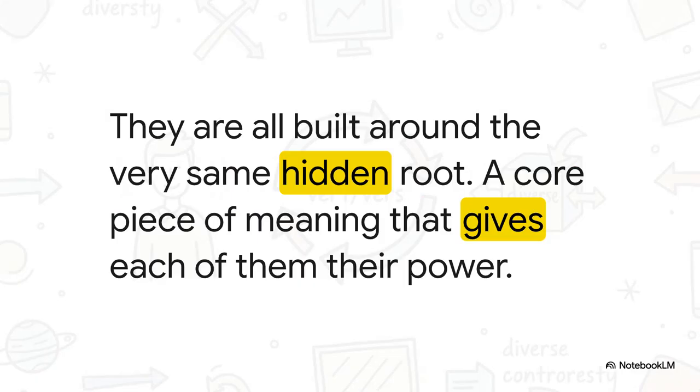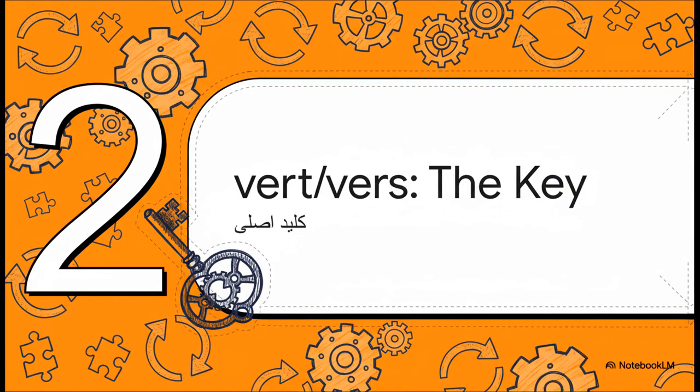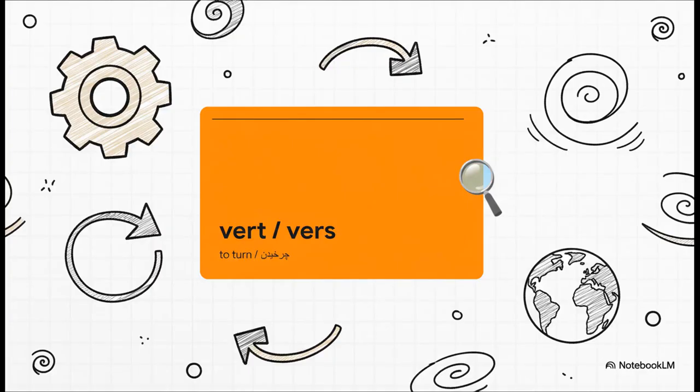But what if they all share a little piece of hidden DNA? And that's exactly it. The secret that ties them all together is that they are all built around the exact same hidden root. It's like a core component that gives each of these very different words their meaning. Which brings us to the master key for today. The secret root that unlocks this whole puzzle and a whole lot more is vert, or its other form, verse. And its meaning is incredibly simple. It just means to turn. That's all. This tiny, simple idea of turning is the powerful secret code we've been hunting for.